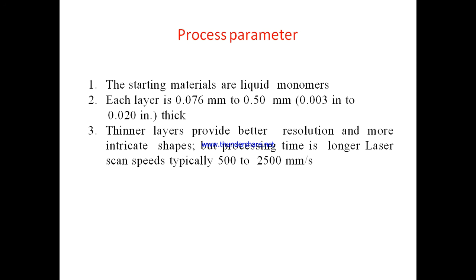So what are the process parameters? The starting materials are liquid monomers. Each layer is about 0.076 mm, that is 76 micron, to 500 micron in thickness. Thinner layers provide better resolution and more intricate shapes, but processing time is longer. Laser speed is typically about 500 to 2500 per second.